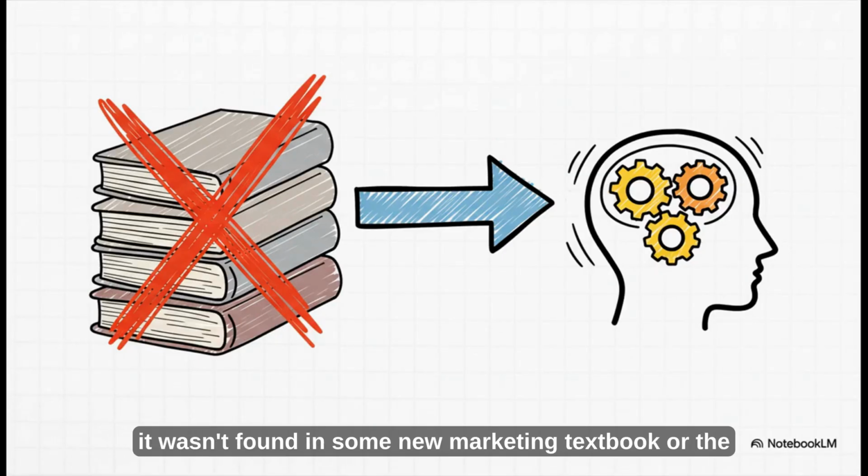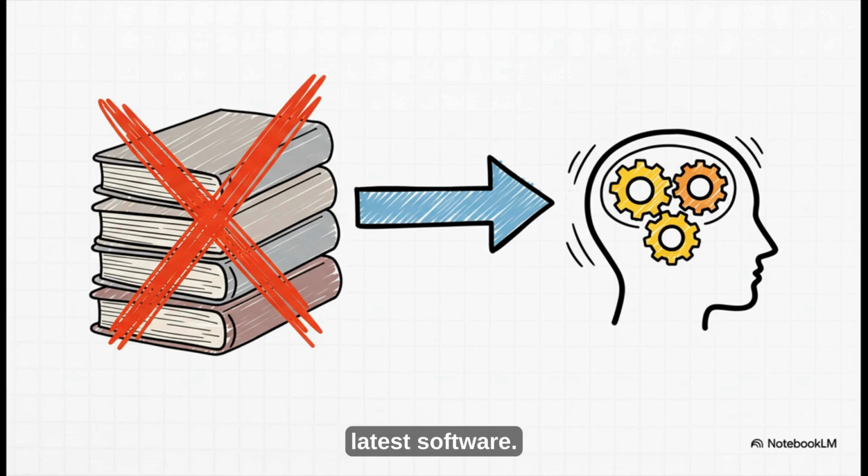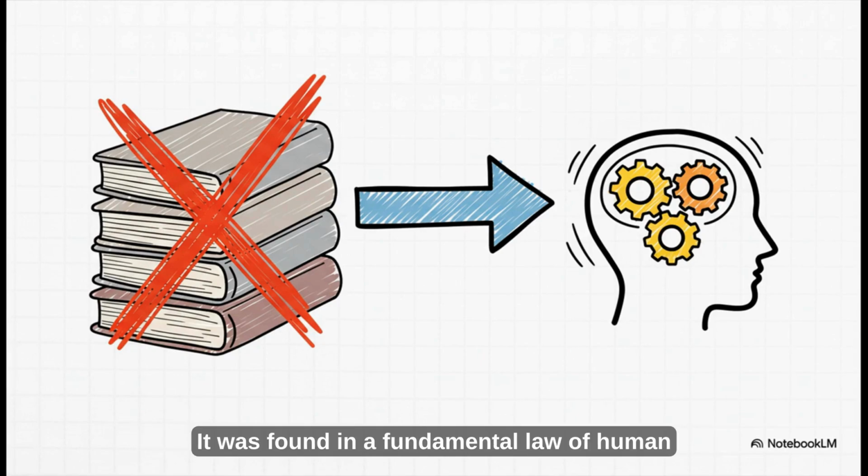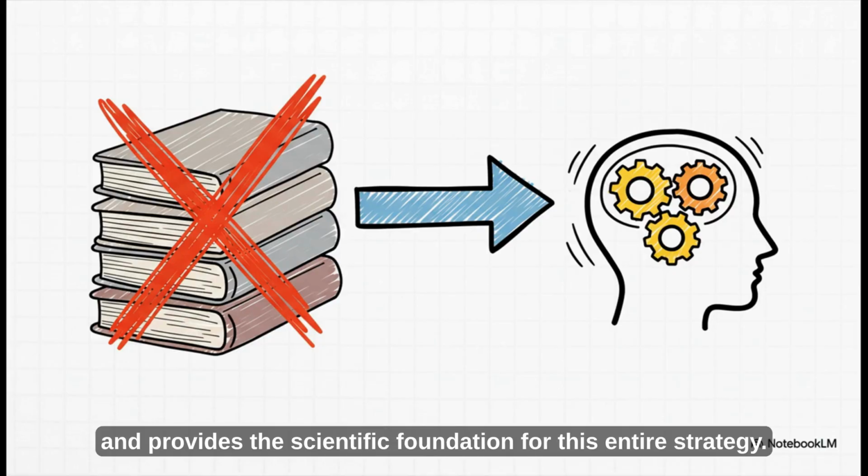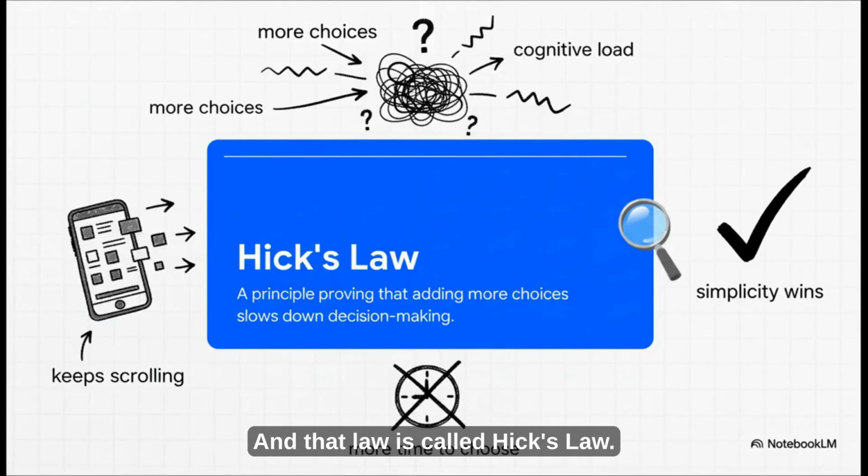Well, it wasn't found in some new marketing textbook or the latest software. It was found in a fundamental law of human psychology, a law that explains exactly how we make decisions and provides the scientific foundation for this entire strategy. And that law is called Hick's law.